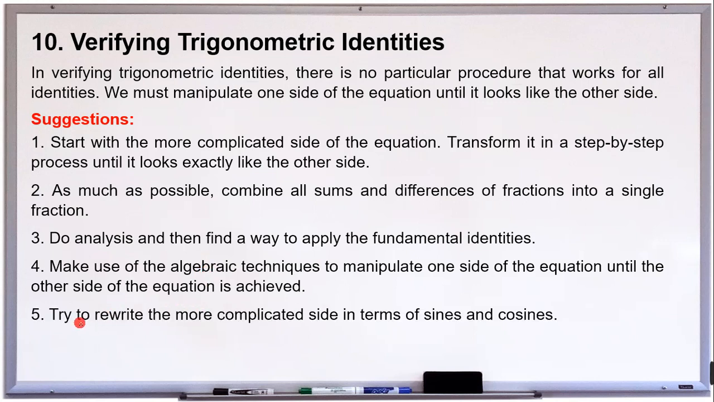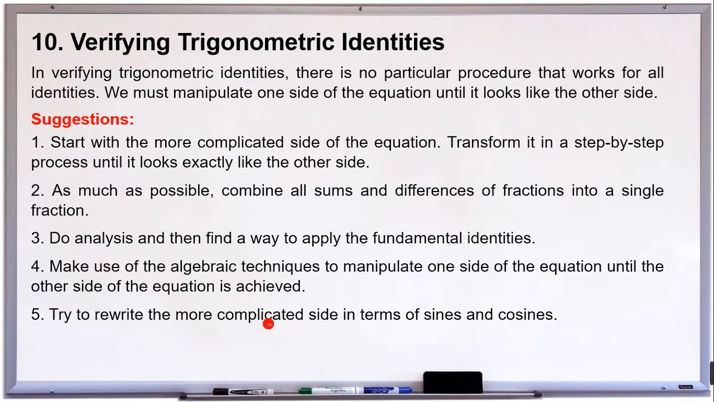Number five, try to rewrite the more complicated side in terms of sines and cosines. This is the simplest way in verifying trigonometric identities. Even with complexity, remember that you can start by rewriting or changing the complicated terms in terms of sines and cosines.